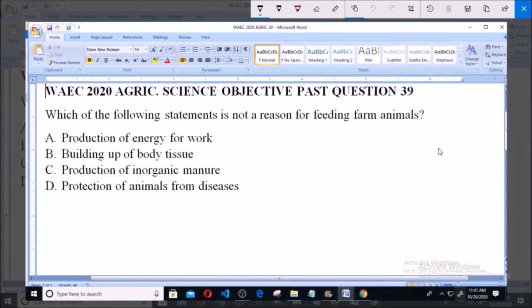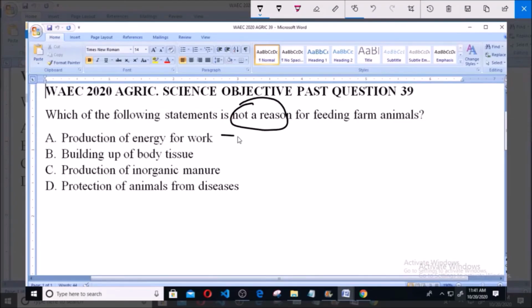Which of the following statements is not a reason for feeding farm animals? A. Production of energy for work. B. Building up of body tissue. C. Production of inorganic manure. D. Protection of animals from diseases. So we are asked which of the statements is not a reason why farm animals are fed.